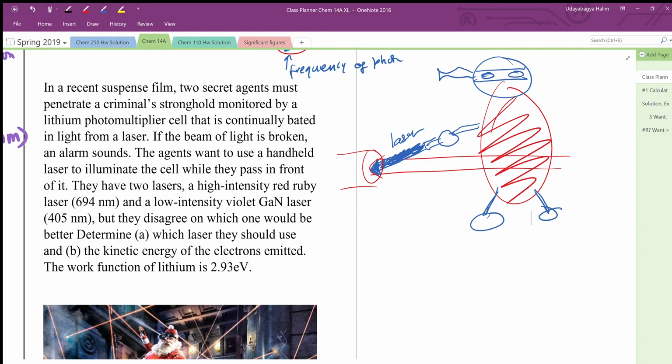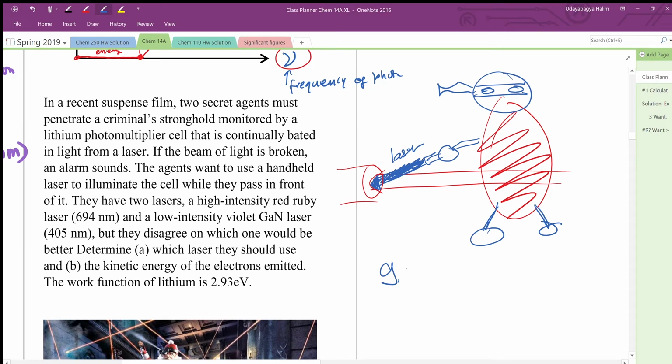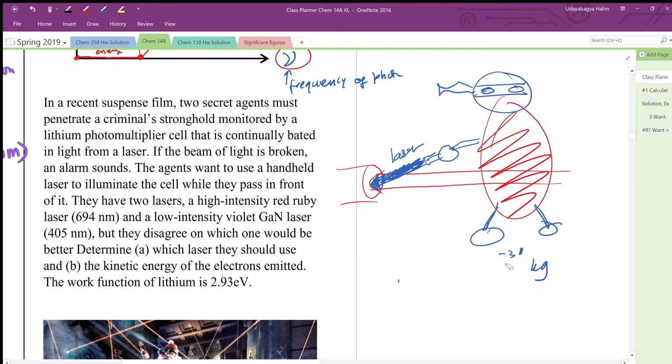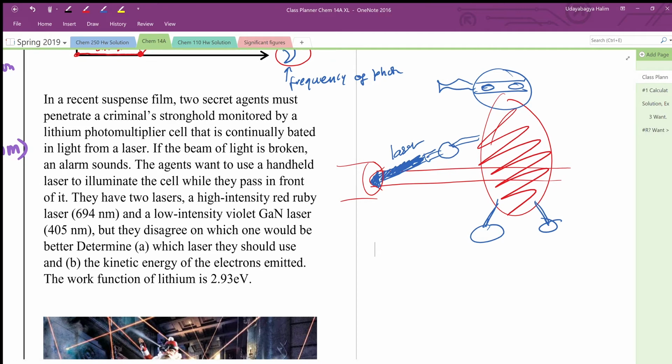9.109 times what? 10 to the minus 31 kilograms. Yes, the 32 is a typo, so it's supposed to be 31. Let me change that actually. Never mind, that's all right. It's material, but not too big of a deal.